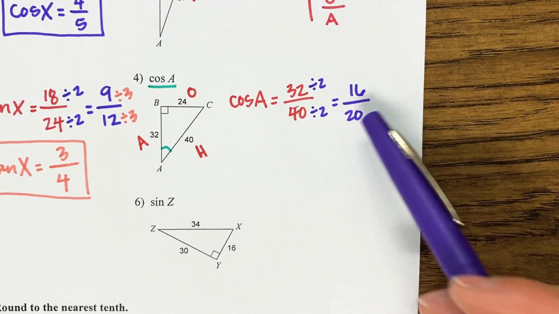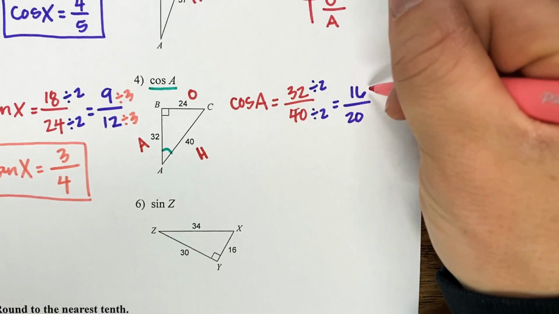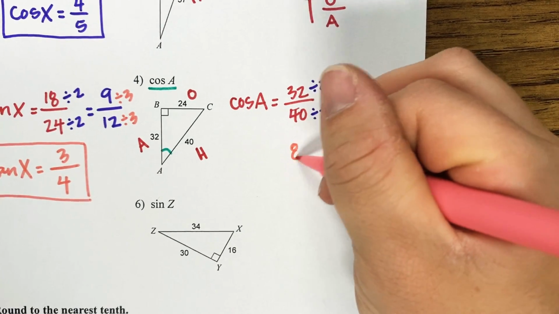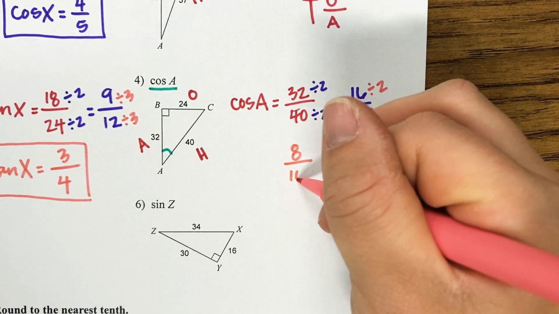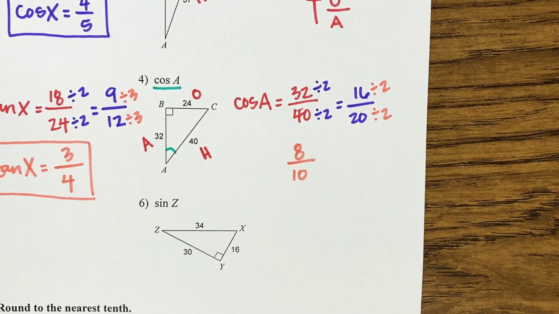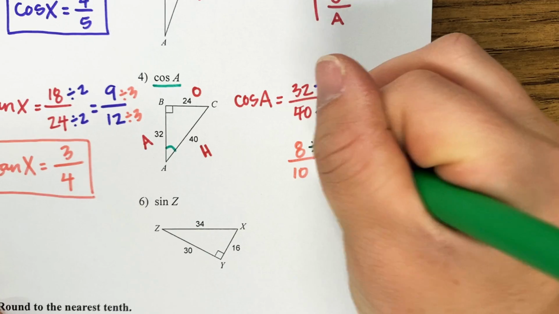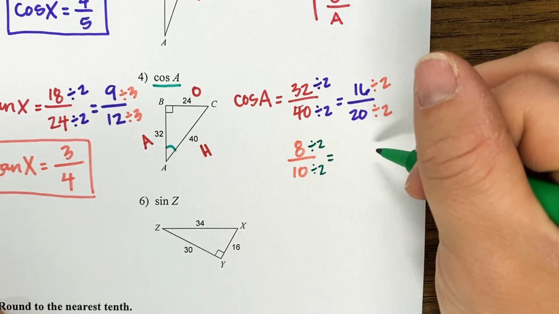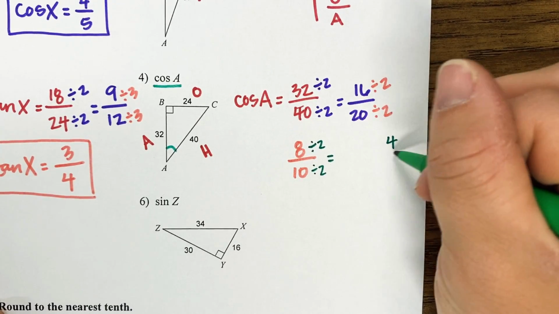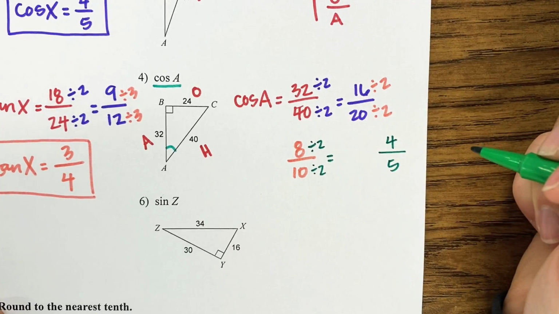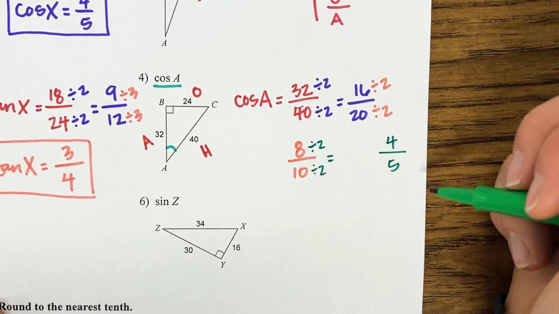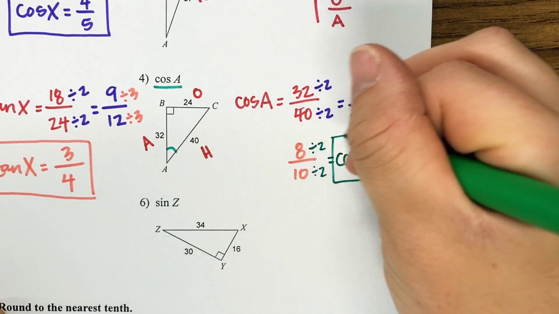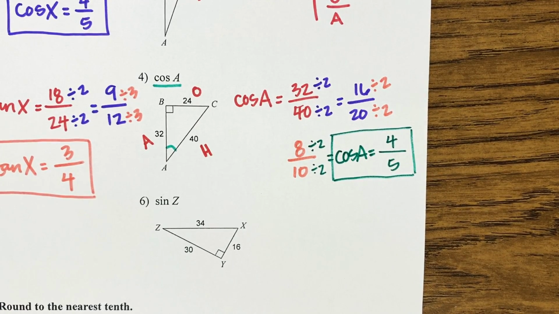Okay, can I reduce 16 over 20? Yes, I can. They're both even again. So 16 divided by 2 is 8. I'm going to write it down here. 20 divided by 2 is 10. Can we reduce it even more? Yes, we can. Again, they're both even. Divided by 2, 8 divided by 2 is 4. And 10 divided by 2 is 5. Okay, can we reduce 4 over 5? Nope. So our cosine of A equals 4 over 5. Beautiful.